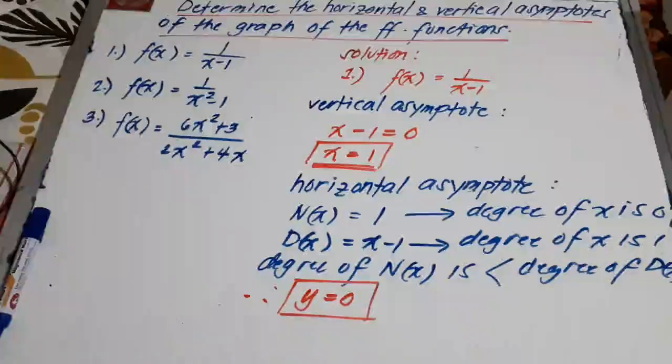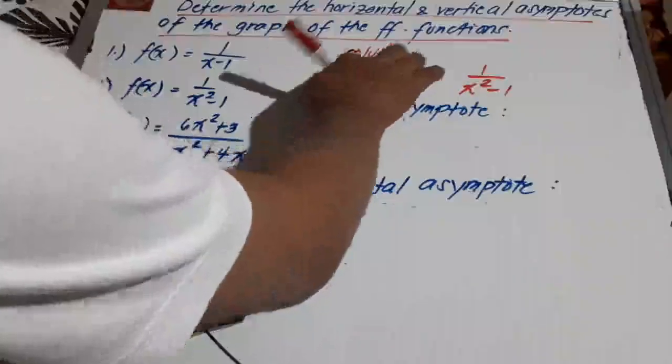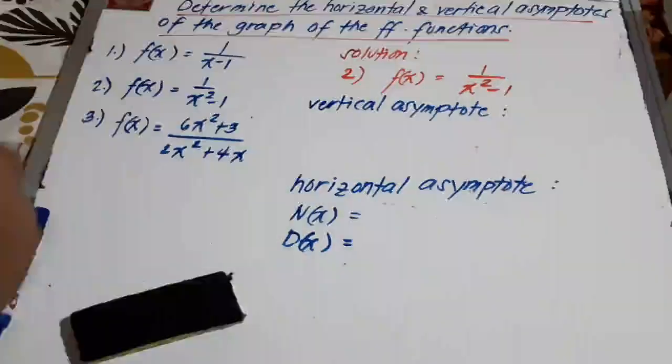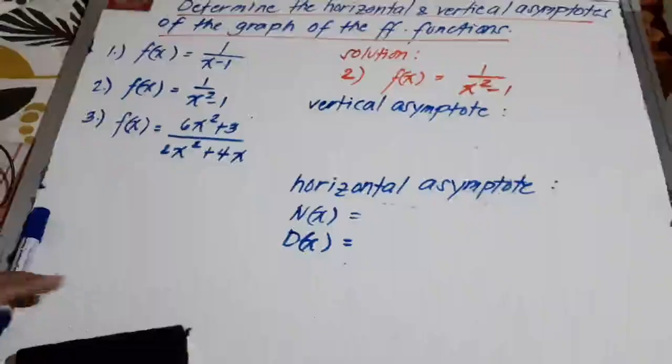By the way, I'm not going to show you the graph of this rational function. We have a different video for the graphing of rational functions. Okay. So we have now example number 2. And example number 2 is a rational function f of x equals 1 over x squared minus 1. We're going to determine the vertical and horizontal asymptotes.